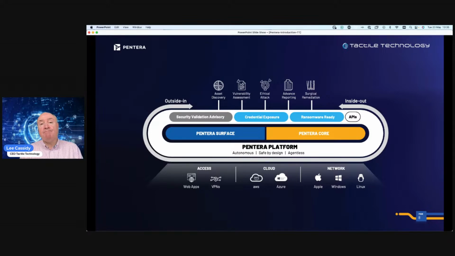Another thing is ransomware. That's one of the biggest forms of attack these days, because the ransomware groups can get money quite quickly, like extorting you to get access to your systems and your files. So that's another area we can actually help to give people a good understanding of how ransomware ready they are, to be able to deal with an attack. So lots of other things we've got there. Web apps, VPNs, cloud services, the network itself, and all the different devices on that network, like Apple, Windows, and Linux devices.